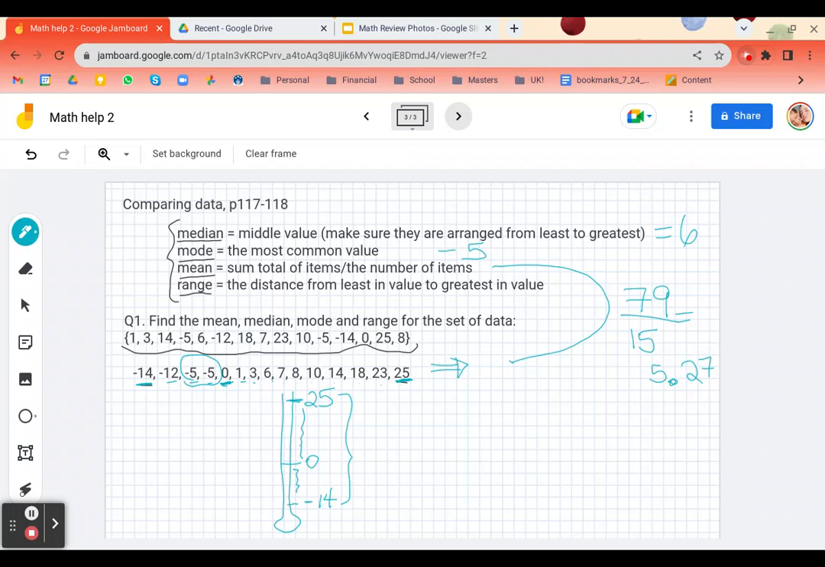So you're not going to plug in your calculator 25 minus 14, because that's not going to give it to you correctly. Think of it this way. From 0 to 25, it's 25, right? This makes sense. And then from 0 to 14, it's 14. So we're actually going to add those up, and that's going to give us 39. So our range is actually 39.